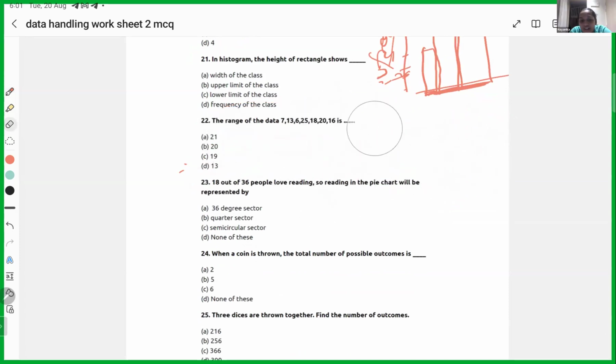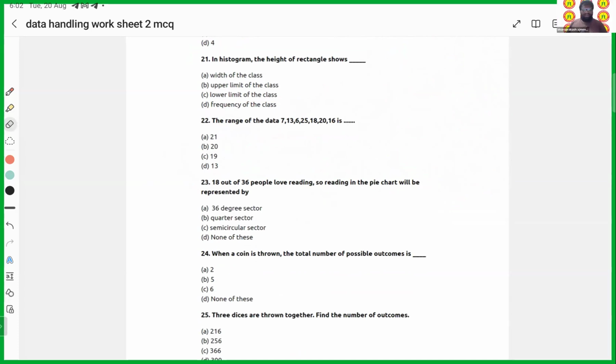Sir, but how do we find it? It does not make sense, sir. Is the question framed correctly? The range of the data. Yes, range itself is, in a given data, the highest number minus lowest number. Okay, sir, I was just a little confused.